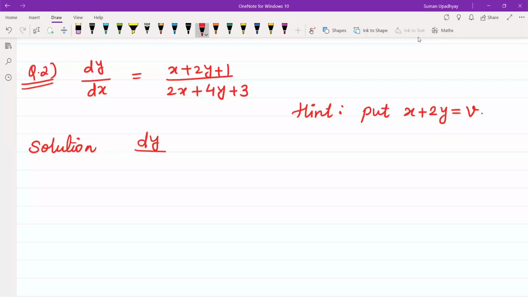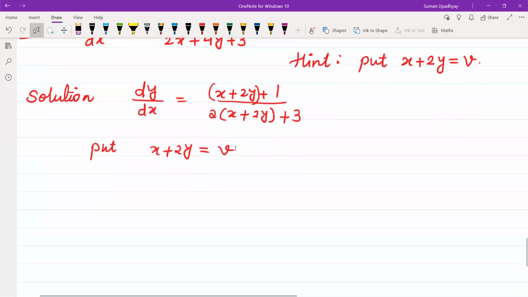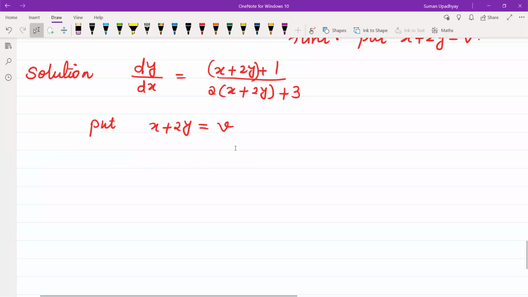One thing I observed in this equation is that x plus 2y plus 1 is present in the numerator. If I take 2 common in the denominator from the first 2 terms, I will get x plus 2y plus 3. So x plus 2y is common in the numerator as well as in the denominator. That's why I'm taking the substitution x plus 2y as v. So this is another type of problem that comes in non-homogeneous linear differential equations. Whenever you find common terms present in the numerator as well as in the denominator, take those common terms as v.